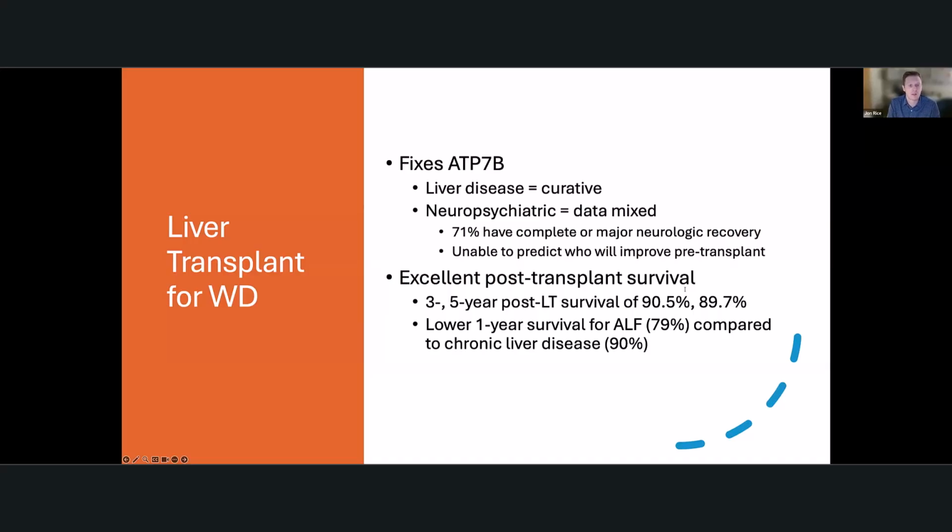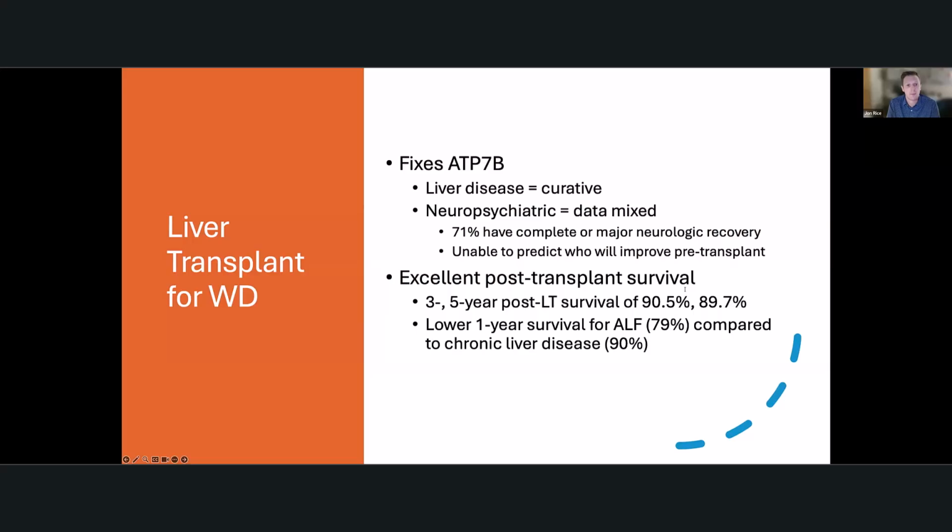It's different for neuropsychiatric disease, and there's a lot of interest in research into this right now. The data is mixed. Only about 71% of people have complete or major neurologic recovery with transplant, and you're unable to predict who will improve pre-transplant. So in the United States specifically, this remains a very controversial topic, transplant for neuropsychiatric symptoms of Wilson's disease, knowing that they might not get better and you're putting them through a transplant. I think this has to be done in very selective patients who can understand the risks and benefits, but I would say that this is not a common indication for transplant at most centers in the United States right now.